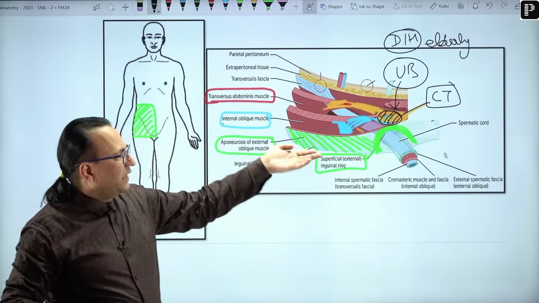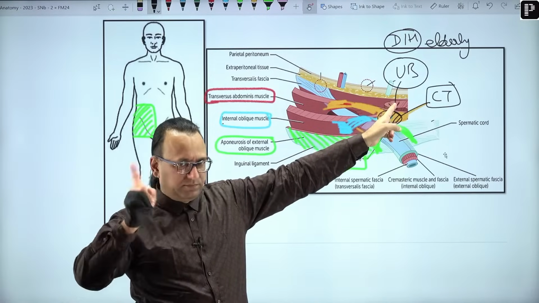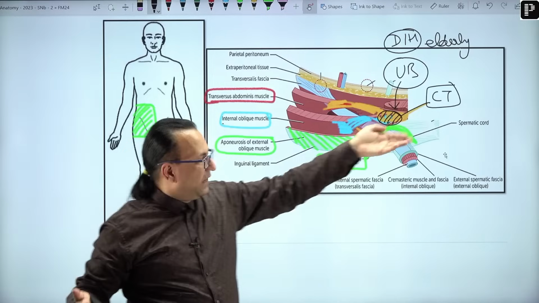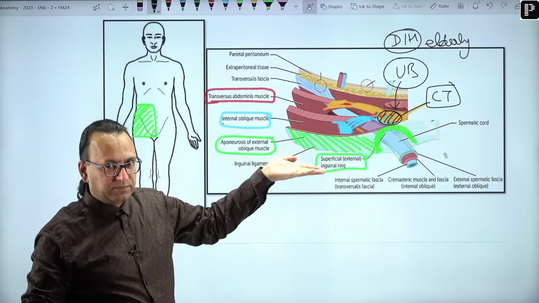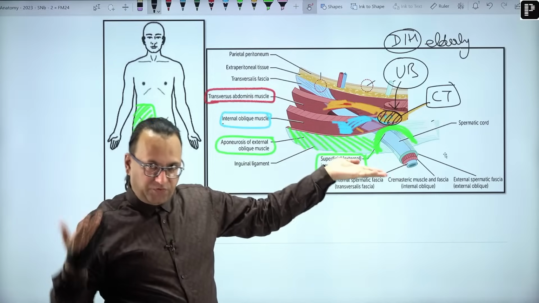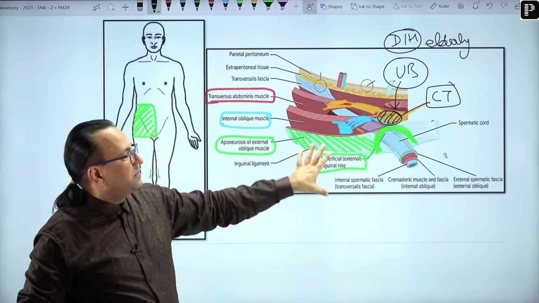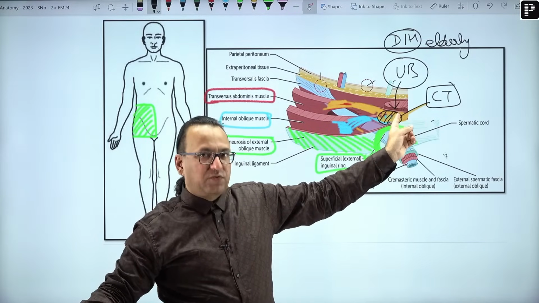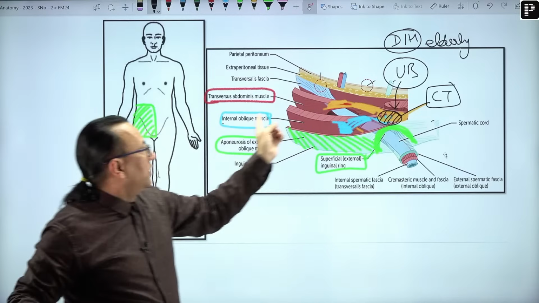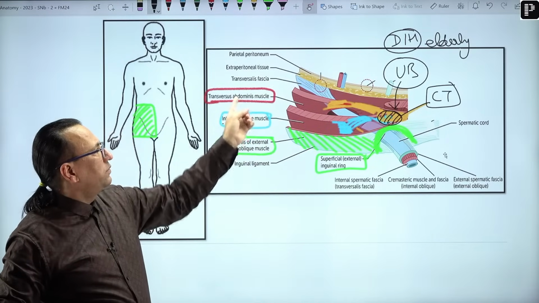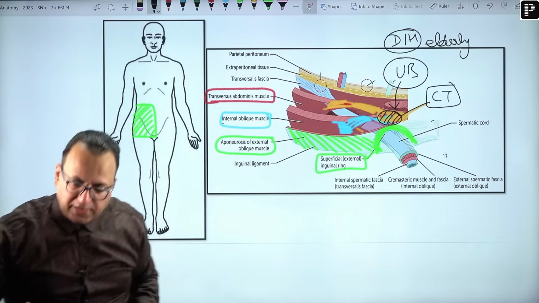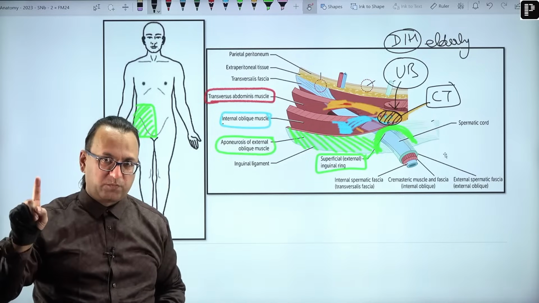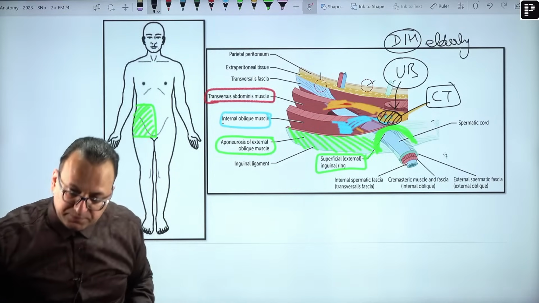And conjoint tendon is not related to inguinal ligament as such. Inguinal ligament is the floor and relates to external oblique muscle, whereas conjoint tendon is the posterior wall and relates to internal oblique and transverse abdominis. So if you are telling that conjoint tendon continues as inguinal ligament, no, that's a wrong statement.